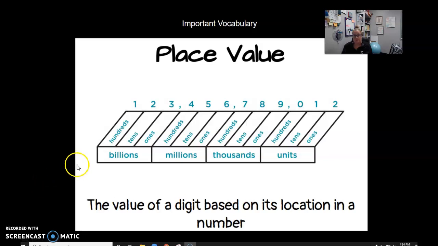This is our vocabulary for today. Some of the words are going to be the same from yesterday, and some are going to be different. The first word we have is from yesterday. It is place value. Remember, place value is the value of a digit based on its location in a number.